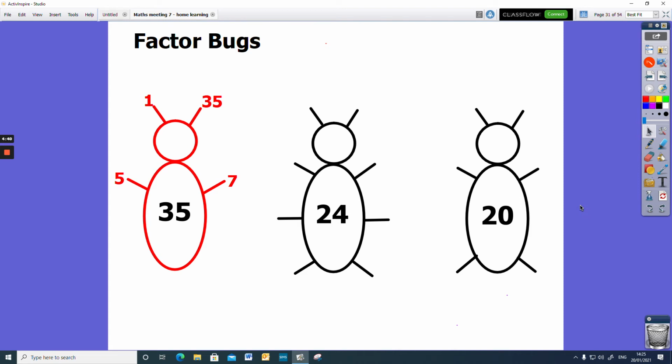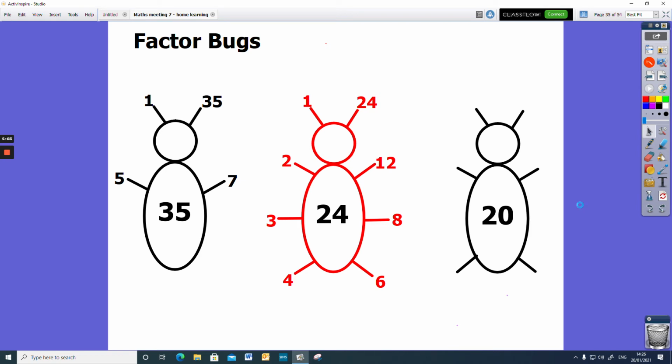Let's look at 24 now. Remember, 1 and 24. Every number has 1 and itself as a factor. What other times tables? 2 and 12. 2 times 12 is 24. 3 and 8. 3 times 8 is 24. 4 and 6. 4 times 6 is 24. Well done if you got all of those.